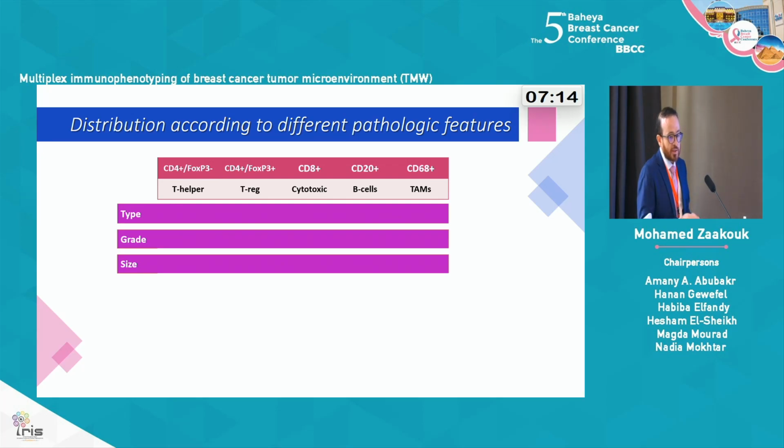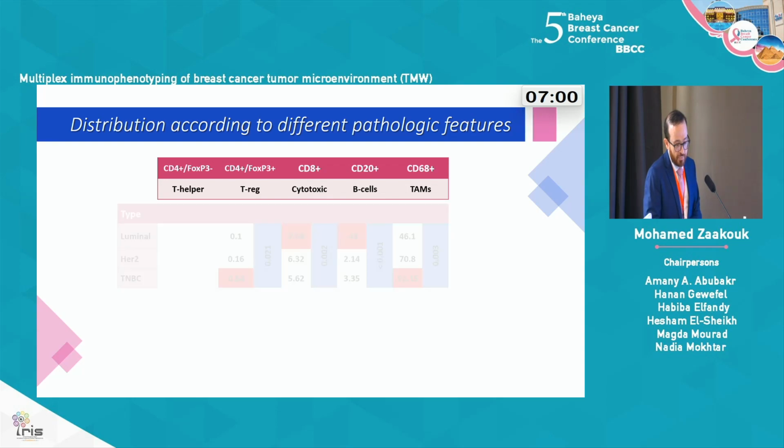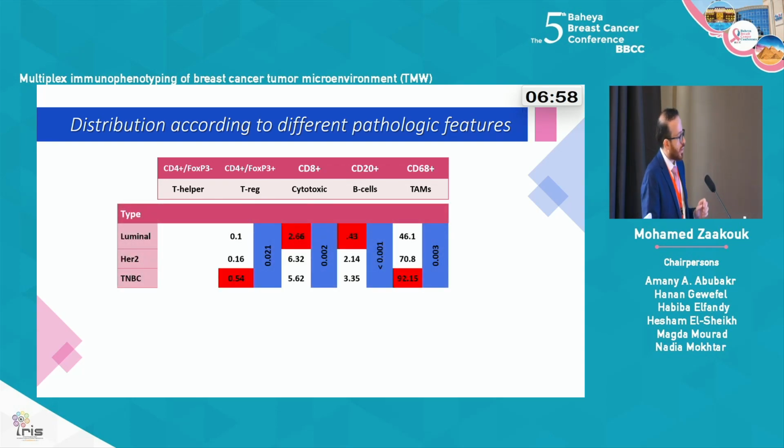Now we have studied the distribution of these tumor microenvironment immune cells according to the different pathologic features. We examined it against the type, the grade, and the size of the tumor. According to the type, as expected, T regulatory cells and tumor-associated macrophages were much higher in the unfavorable triple-negative breast cancer, with significant p-values. And we found that the luminal cancer had lower values of cytotoxic and CD20 B cells.